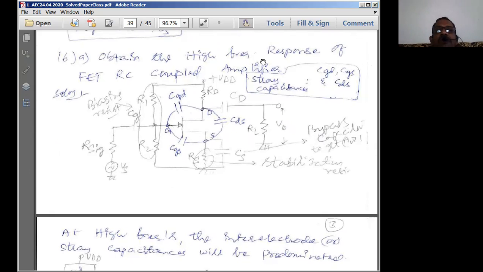So when we normally speak about the high frequency response, we have to include the stray capacitances. So what do you mean by stray capacitances?